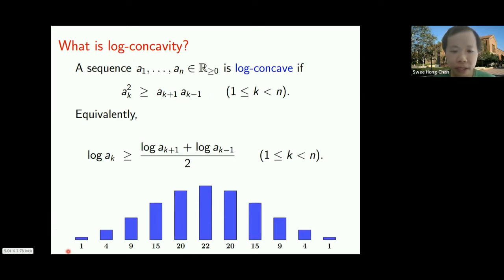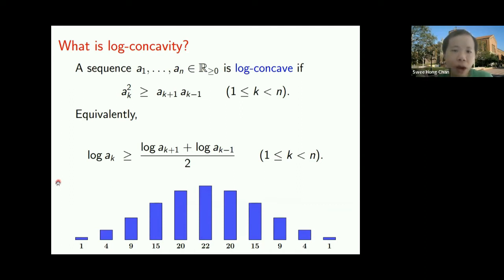So for example, this sequence down here below is a log-concave sequence. And one way to check it is that, for example, if I take the number 9 here, 9 squared is 81. 81 is greater than 4 times 15, which is 60. And you can do the same for the rest of the sequence, and all of these inequalities will stay true. So this sequence is log-concave.